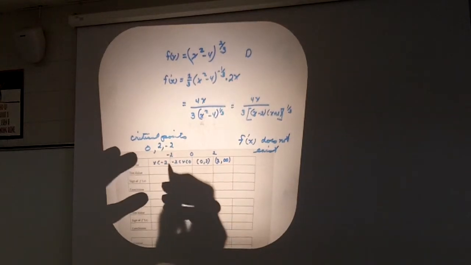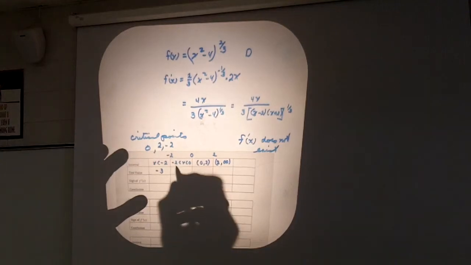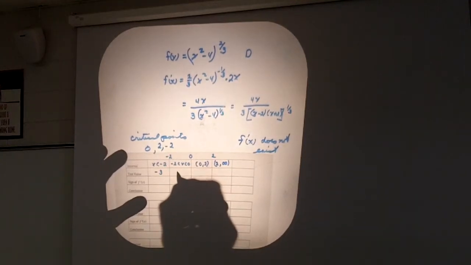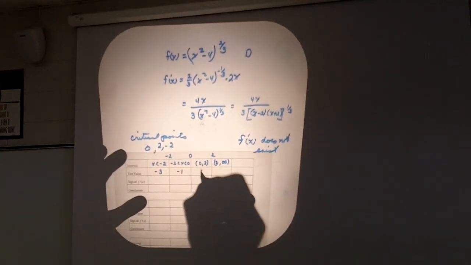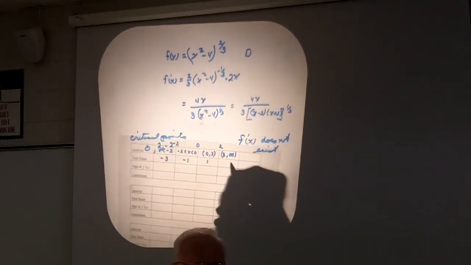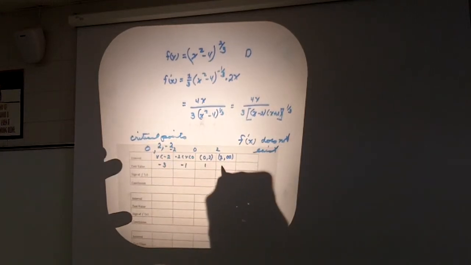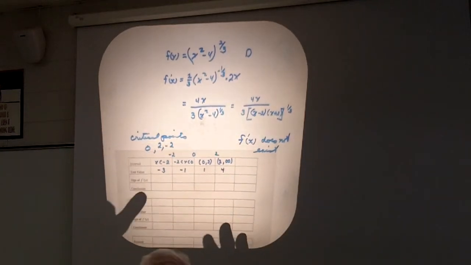Okay, test values. Derek, what number are you going to put in here? 0. No, -3. 0 isn't less than -2, Derek. Oh, my bad. Okay, what are you going to put here? -1. And here? 1. You have an infinite number of choices, but there's only one good one. 4. And over here? 4. Okay.